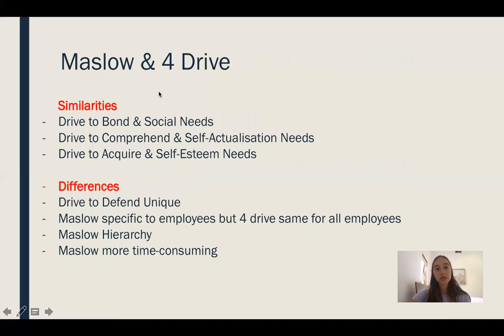The next two theories that we're going to compare are Maslow and the 4-drive theory. As we go on, you'll see that the similarities between these are very, very similar, and once you know it for one, you'll be able to do it for all of them quite easily. One similarity between Maslow and the 4-drive theory is the drive to bond with social needs. Both are all about teamwork, collaboration, positive working relationships, and a positive working environment to motivate employees to come to work and work hard because they love their job.